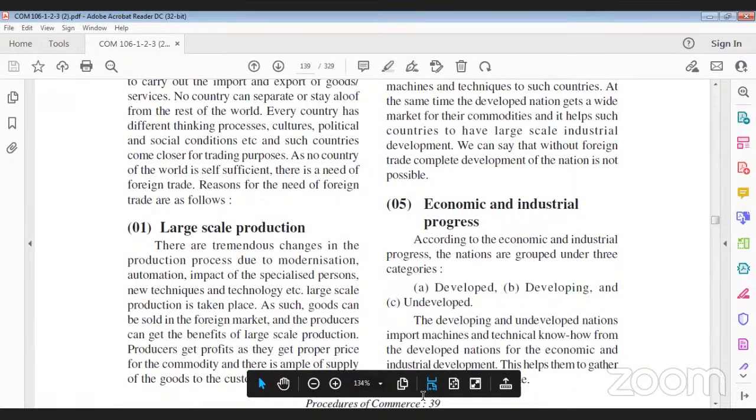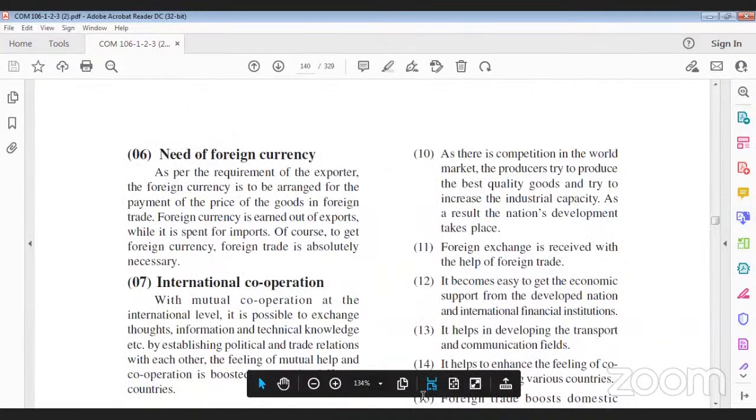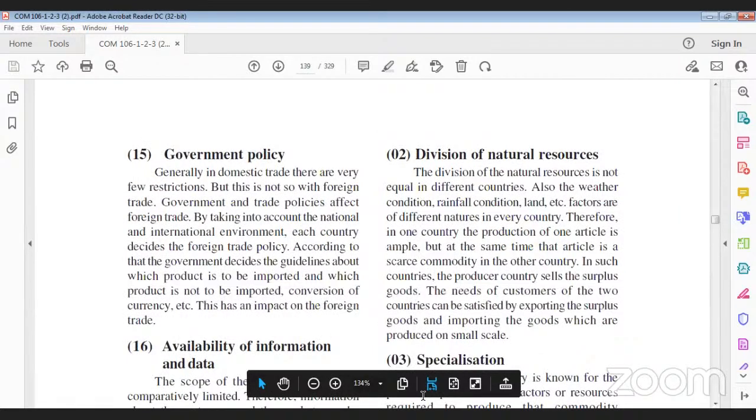The second point is the division of natural resources. This means the division of weather conditions, rainfall, conditions of land, and so on. These factors are different in nature in each country. Therefore, in one country the production of one article is ample, but in another country it cannot be produced. In such a case, the producer can sell the surplus goods to other countries.